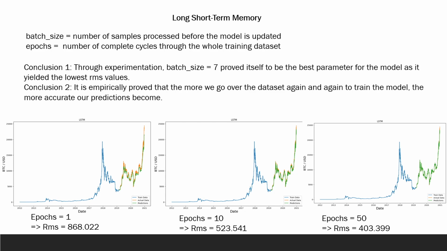In LSTM, we have two parameters to set. Trying a few values and doing some research, it became obvious to use a batch size of 7, since market behavior, like I said, depends on a weekly cycle. And epochs mean the number of complete cycles through the whole training dataset. For epochs, the better the results become as we use more epochs and we go over the dataset over and over again to train our model.